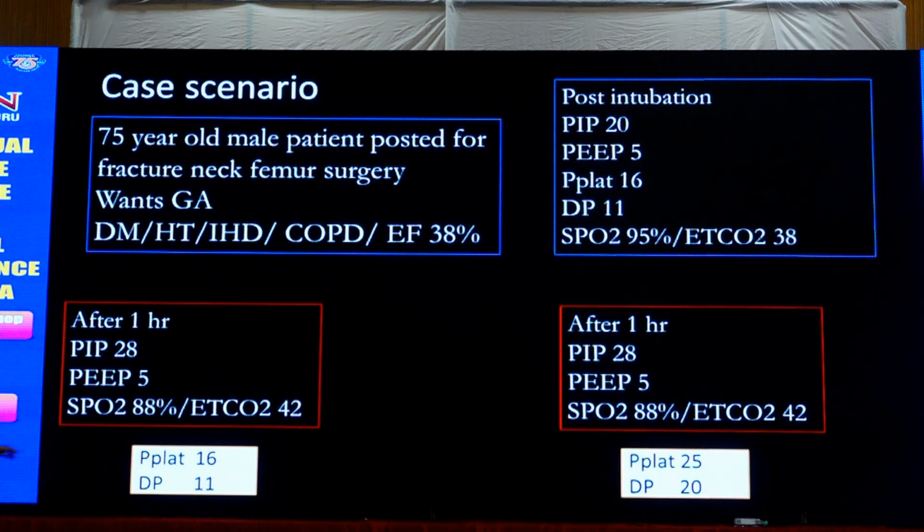See what has happened here. P plat is 16. PIP is 28. So what is the difference? So 12 is contributed by what? Contributed by lung or airway? So the patient has developed. There what has happened? What is the trans-airway pressure? Just 3. So what has happened?